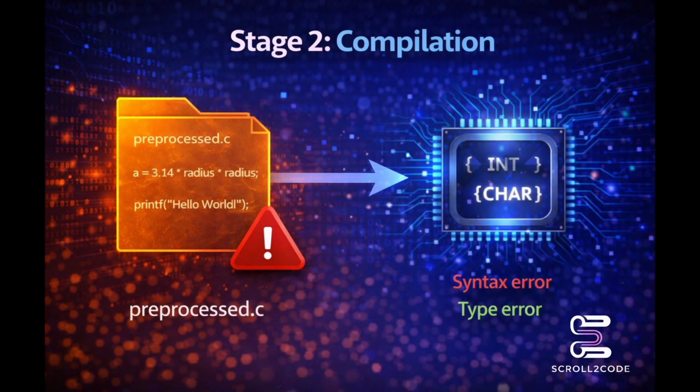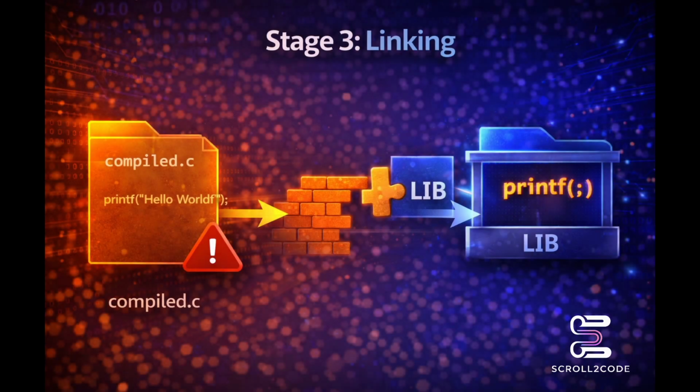Stage 2, compilation. After preprocessing, the compiler checks your code. It verifies syntax rules, data types, structure of the program. This is where compile time errors occur. If something is wrong here, the program stops immediately. No executable is created.